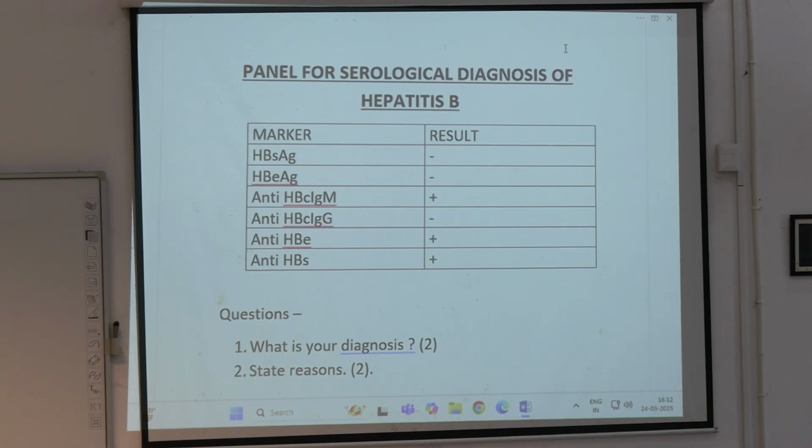So what does it mean? So this is a case of recovery, or the patient is immune, having immunity against hepatitis B virus, but the patient is not having any active infection. So what is your diagnosis? The patient is probably having past hepatitis B infection, and the patient is having immunity by the presence of antibodies. Okay?